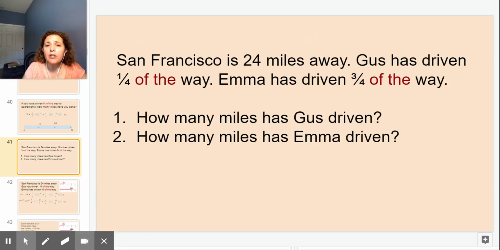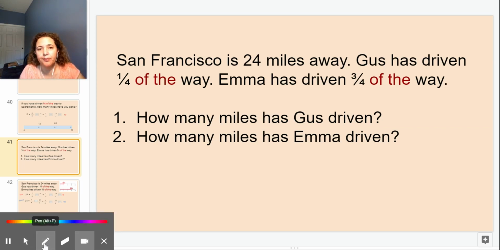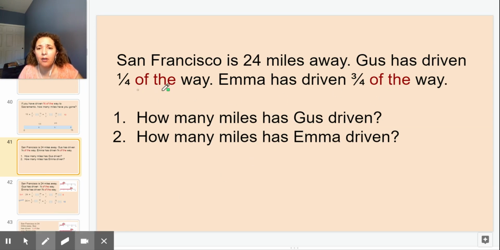San Francisco is 24 miles away. It's not really, right? It's just an example. It's more like 70 or 80. Gus has driven 1/4 of the way. Again, I'm highlighting "of the" because that tells me to multiply. Gus has driven 1/4 of the way. Emma has driven 3/4 of the way. How many miles has Gus driven? How many miles has Emma driven?